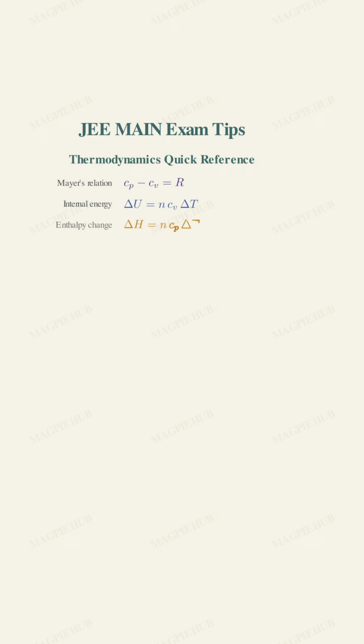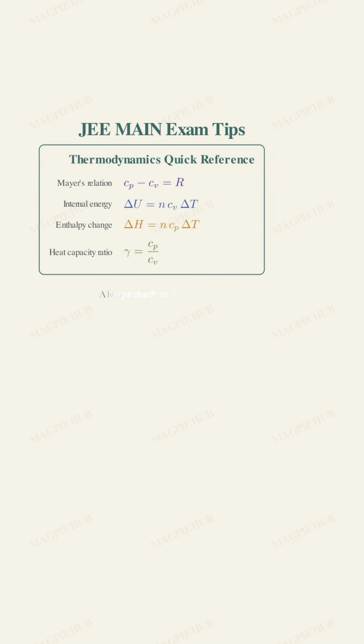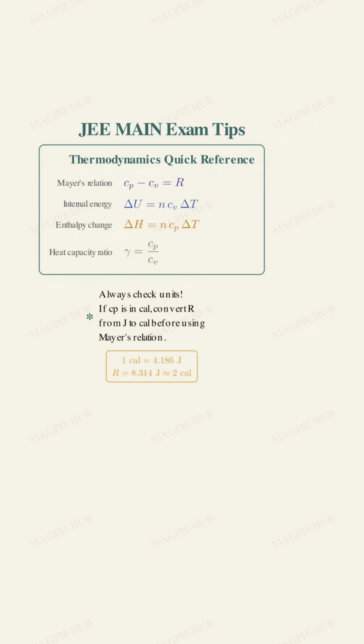Here are some important exam tips for thermodynamics. Remember Mayer's relation, Cp minus Cv equals R, delta U equals nCv delta T for internal energy change. Delta H equals nCp delta T for enthalpy change. And gamma is the ratio Cp over Cv. A very common mistake is mixing up units. If Cp is given in calories, always convert R from joules to calories first. Remember, 1 calorie is 4.186 joules, and R is approximately 2 calories per mole degree Celsius.